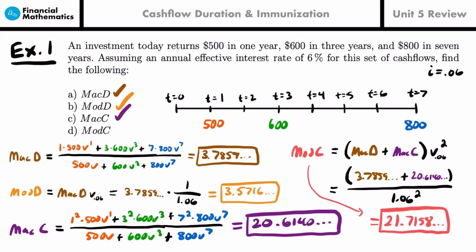And so that takes care of part D, and that also takes care of this review problem. We have now calculated all four of the things that we wanted to find for the set of cash flows that we were given, and so we're done.